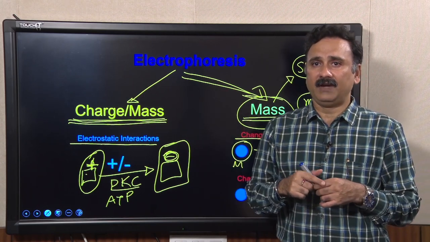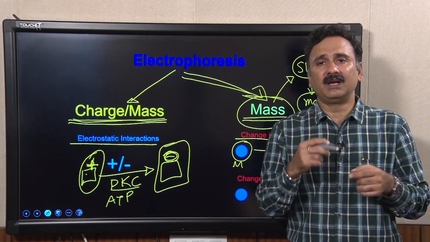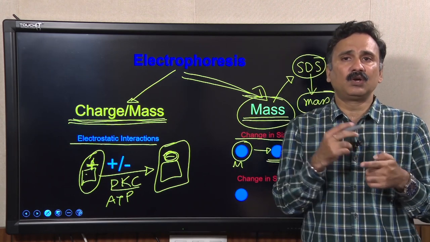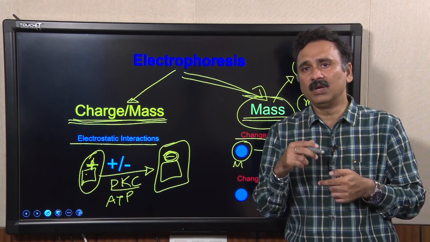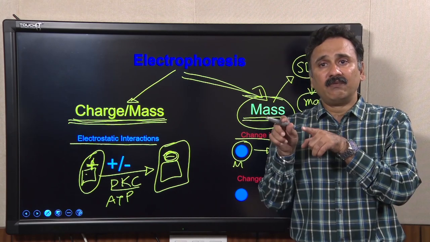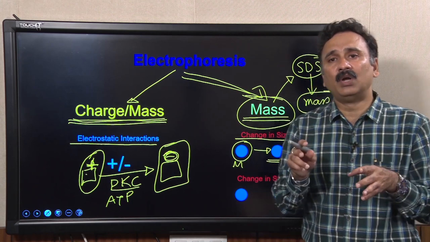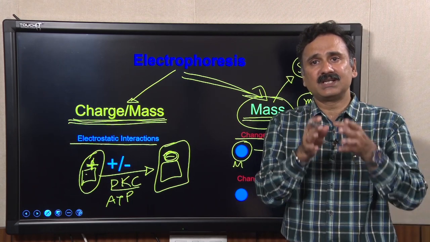The alternate is where there will be no change in mass, but it is going to change the electrophoretic mobility of that particular molecule because of a change in the friction of that molecule. That is, the molecule is also going to change its shape.